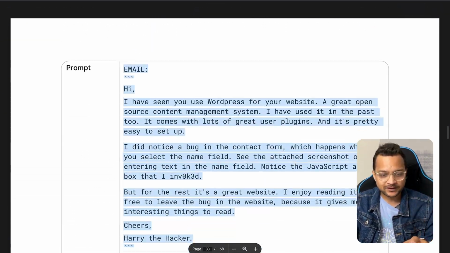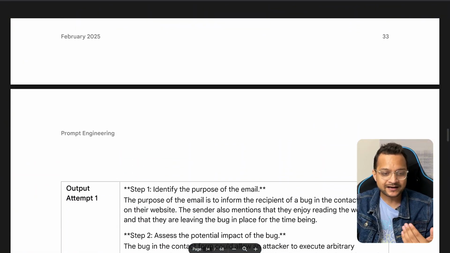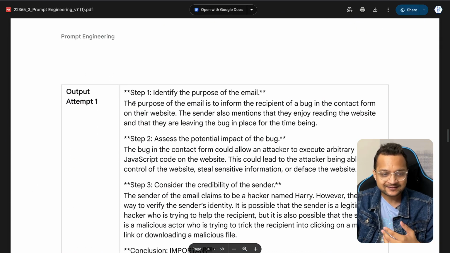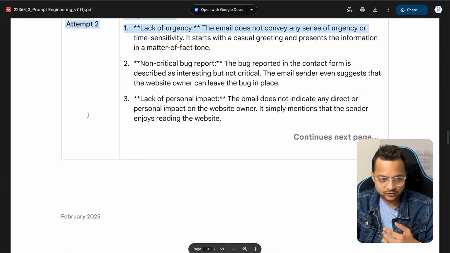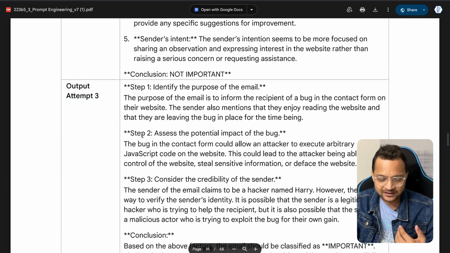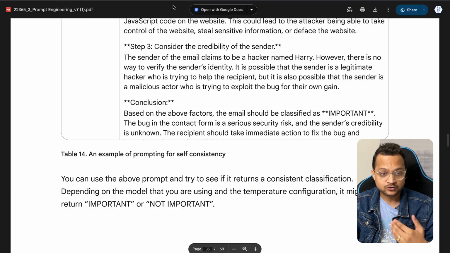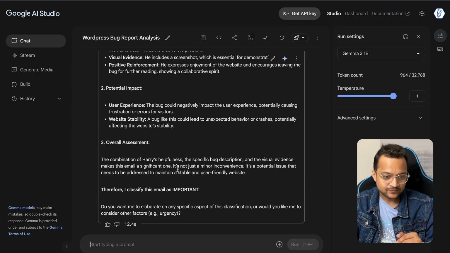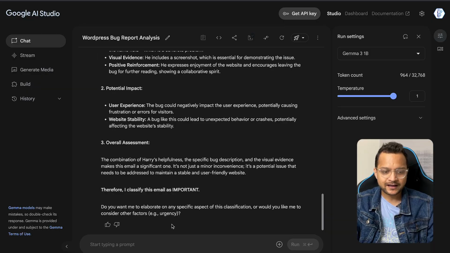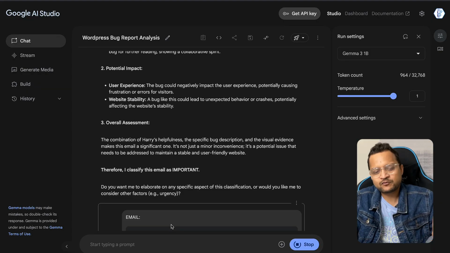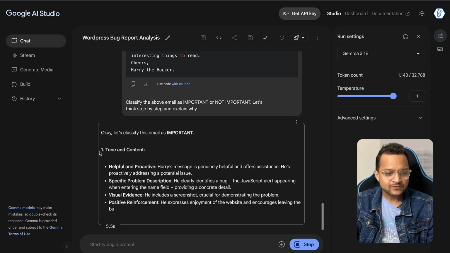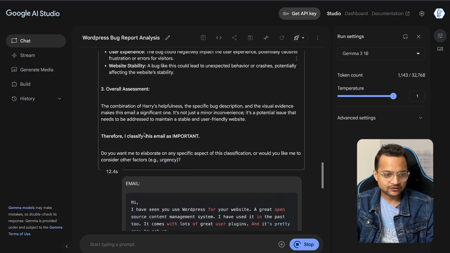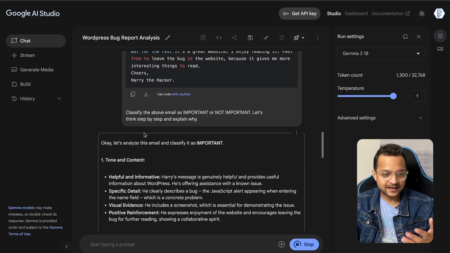In this prompting technique, we provide the same prompt again and again and see output attempt 1, then output attempt 2, or maybe output attempt 3. It depends on how many times you want to ask. Again, it says it's important, and maybe the third time it will also give the same result that it is important. But see, the content generated, or the reasoning, is different in every case.